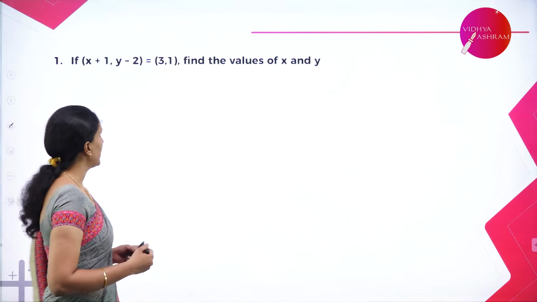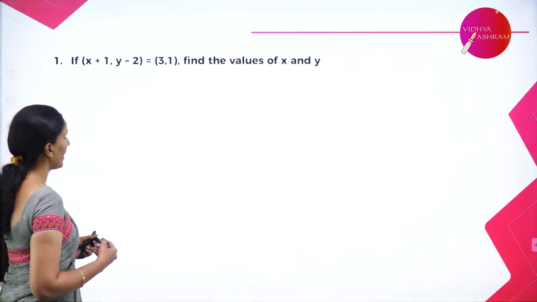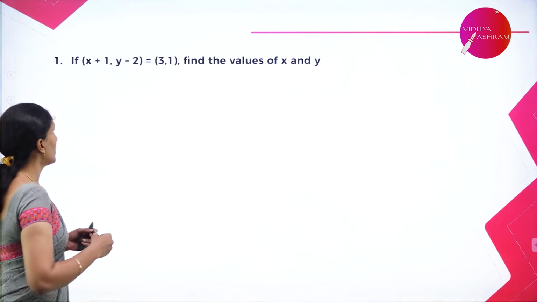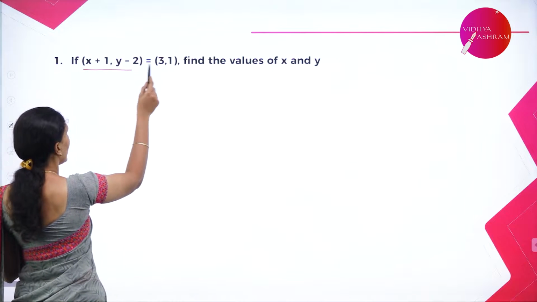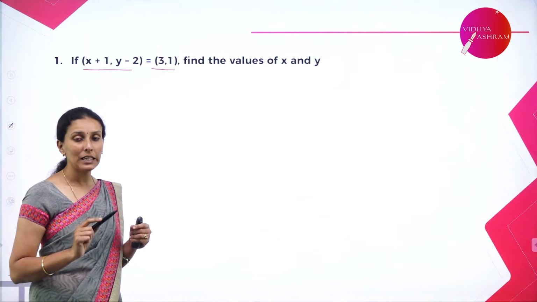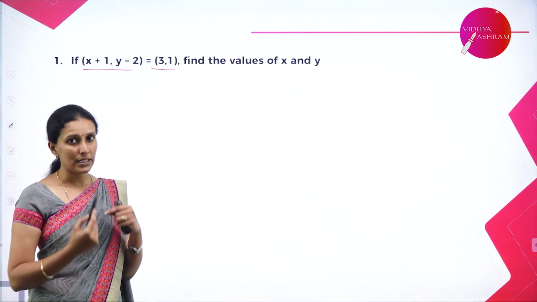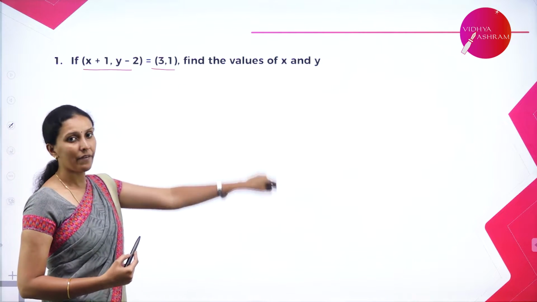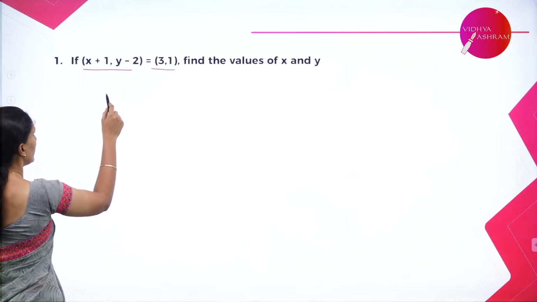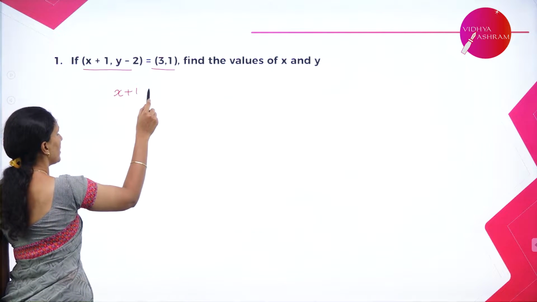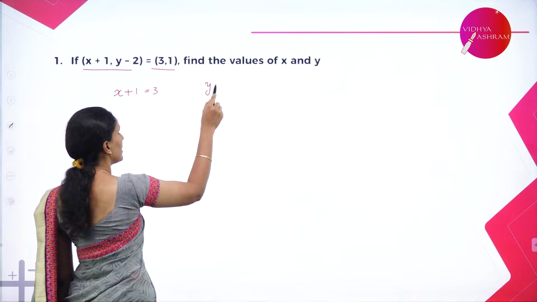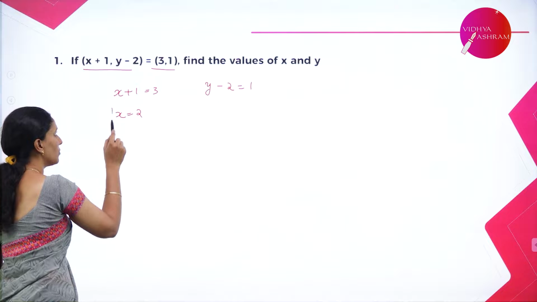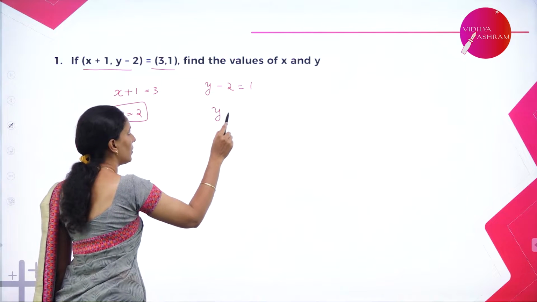So we have a question here. If (x plus 1, y minus 2) is equal to (3, 1), find the values of x and y. I said two ordered pairs are equal when the first element is equal to the first element and the second element is equal to the second element. By using that property, we can find the values of x and y here. So I can write x plus 1 is equal to 3 and y minus 2 is equal to 1. Therefore, we get x is equal to 2 and y is equal to 3.